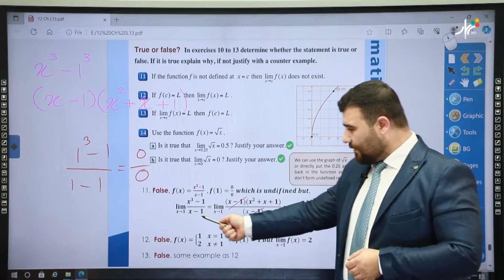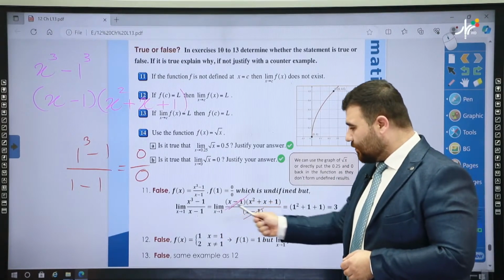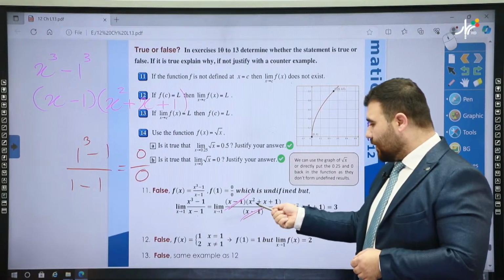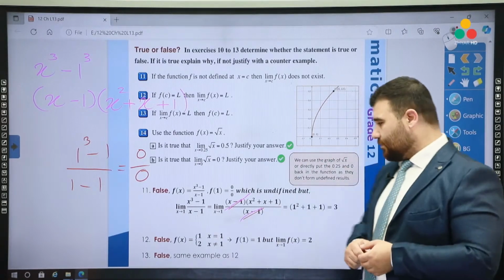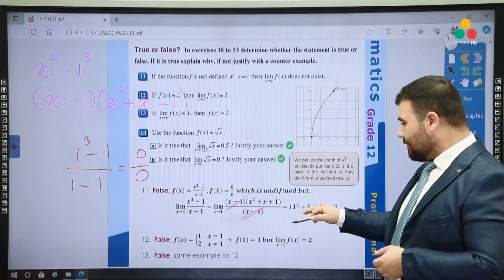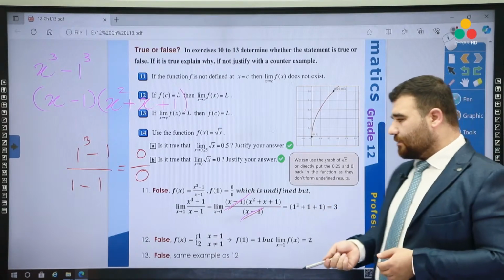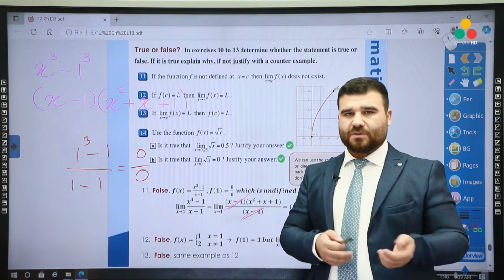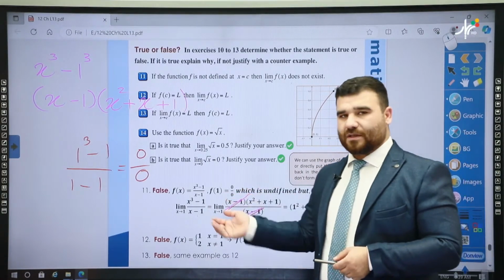Then, as you see, we have x minus 1 down. We got another x minus 1 up. These two factors cancel out each other. We will end up having only a trinomial, x squared plus x plus 1. Then if I replace x by 1, I'll get like 1 plus 1 plus 1. That's 3. It will not be something over 0. So it's okay. The limit exists, but the function does not exist.